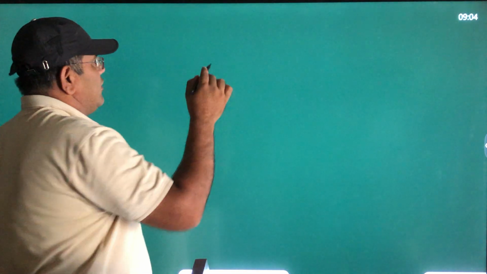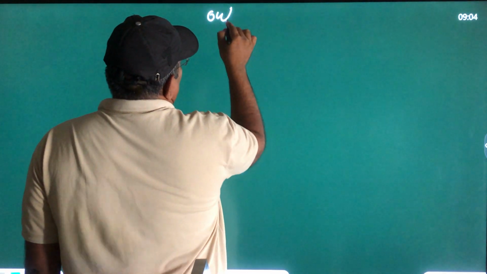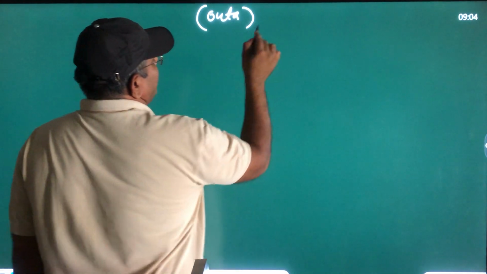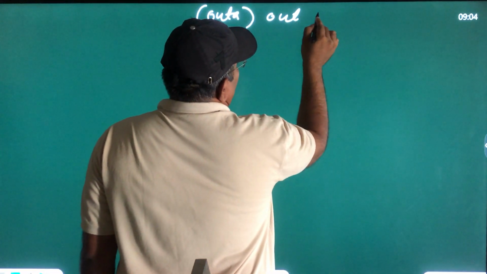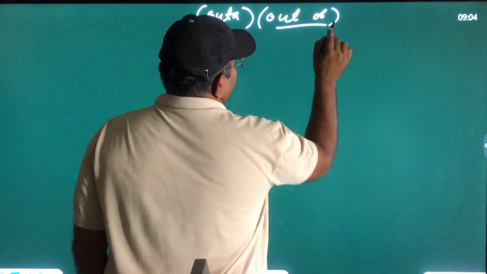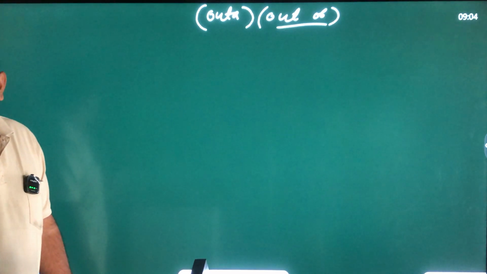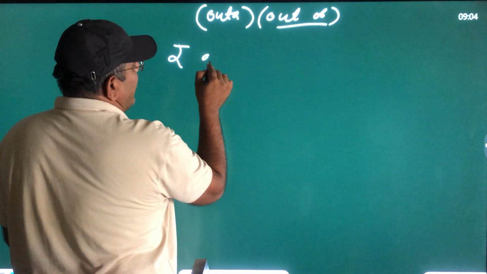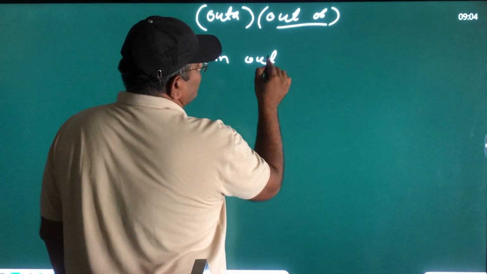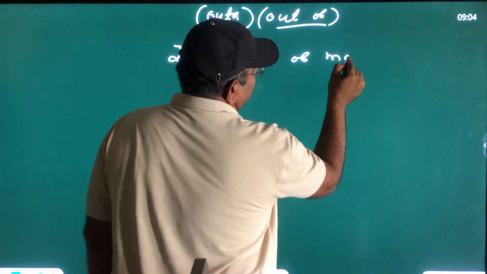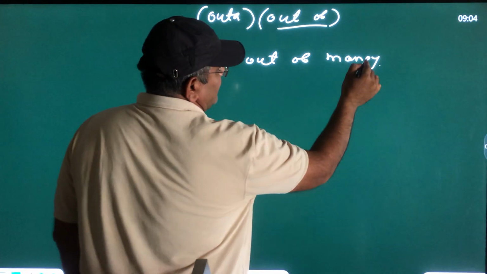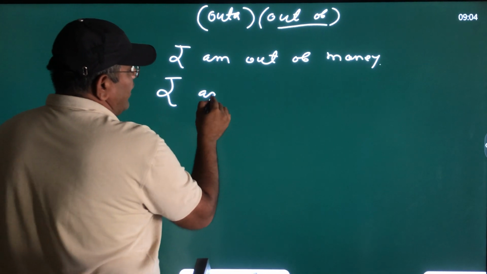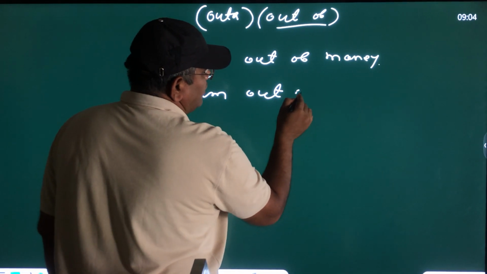Guys, "outa" is our theme today. "Outa." It means "out of." Is that clear? Yes, sir. For example, I say, I am outa money. If I say, I am outa time.